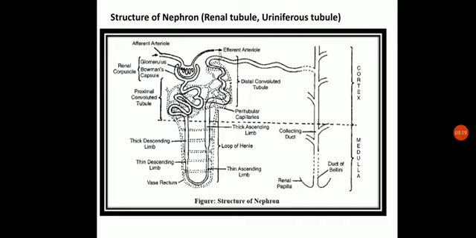Now here they will have the vasa recta present. So in the case of juxtamedullary nephrons, the vasa recta, that is the network of capillaries surrounding this loop of Henle, will also be present.